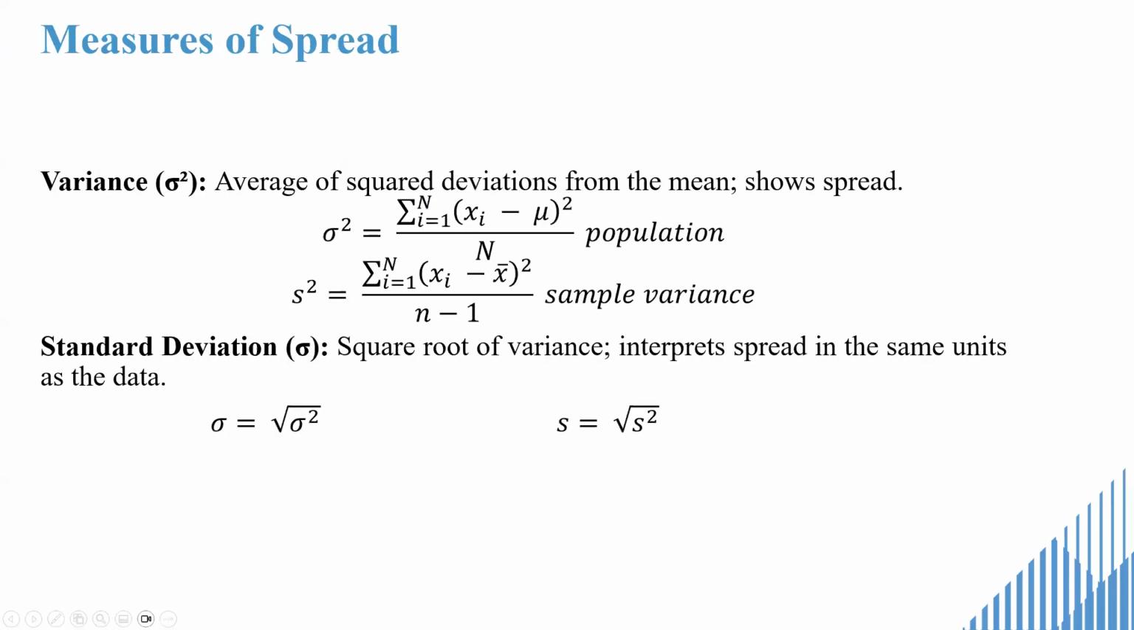Then you have variance, the average of squared deviations from the mean. It shows the spread, how far or near the data is to your mean value. If it's a population, the divisor is capital N, but for sample variance it's n minus 1. Standard deviation is the square root of variance. So you take the square root of your variance, and it will give you the spread in the same units as the data.